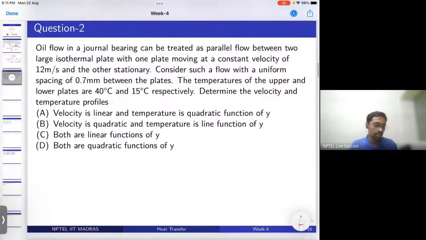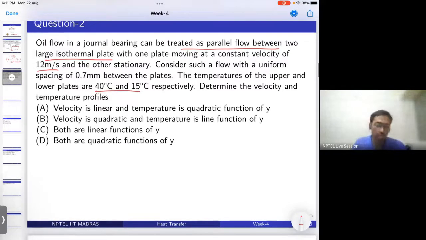It's a question based on our energy equation that was already discussed in the class. A similar kind of question was also discussed, but I have taken a similar kind of question once more to make things clearer. So it's an oil. Oil flow in a journal bearing can be treated as a parallel flow between two large isothermal plates, with one moving at a constant velocity of 12 meters per second and the other stationary. Consider such a flow with a uniform spacing of 0.7 mm between the plates. The temperatures of the upper and lower plates are also specified. We have to find the velocity and temperature profile.